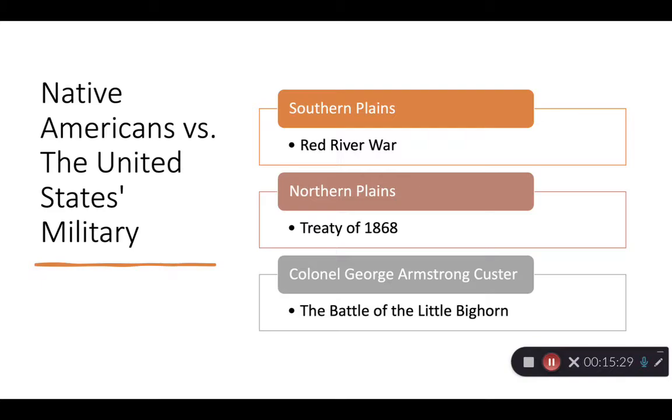In the Northern Plains, we have the Treaty of 1868. So the U.S. recognized the Black Hills as part of the Great Sioux Reservation, set aside for exclusive use by the Sioux people. So that was a pretty great thing, the Treaty of 1868, at least at first, because during this period, a lot of Native Americans had their land taken away from them and were forced to assimilate. But the Treaty of 1868 recognized that they should have land set aside specifically for Native Americans. However, General Custer led an expedition with miners who were seeking gold into the Black Hills. And that's where we get the Battle of the Little Bighorn.